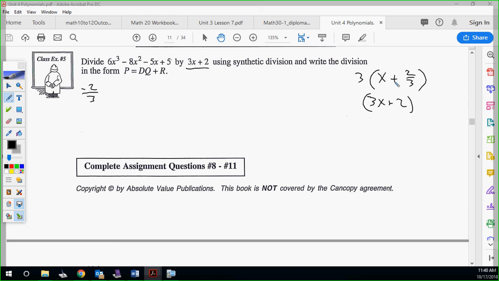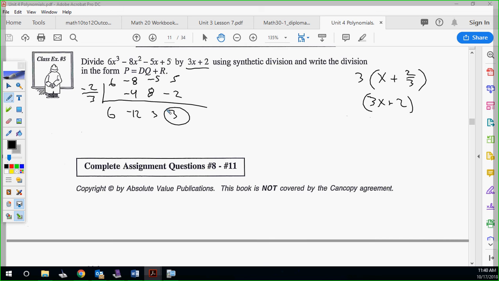So we got negative 2/3. We got the 6. We got the negative 8. We got the negative 5 and the 5. Drop the 6. Negative 2/3 times 6 is a negative 4. Negative 12. Negative 2/3 times negative 12 is 8. If you don't see that right away, you can do it with your calculator, but it's just fraction work. Negative 5 plus 8 is 3. 3 times negative 2/3 is negative 2. That gets me a 3. That's my remainder.